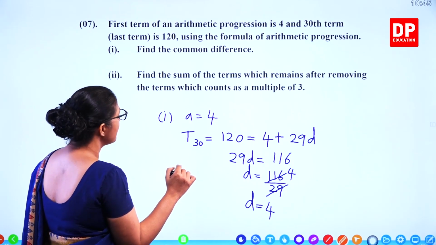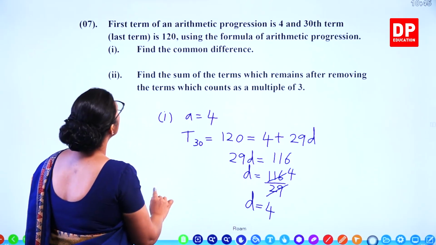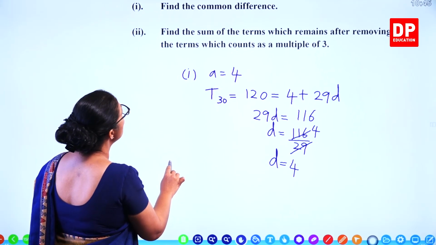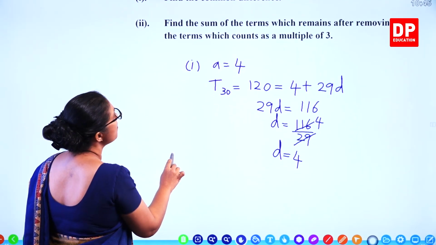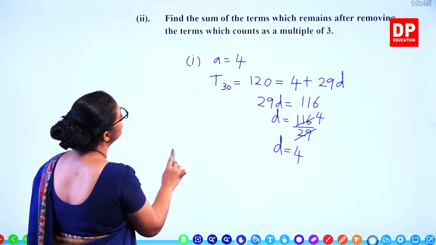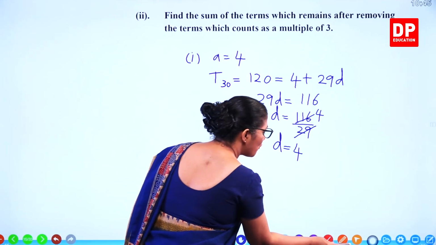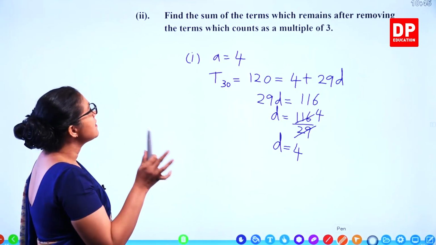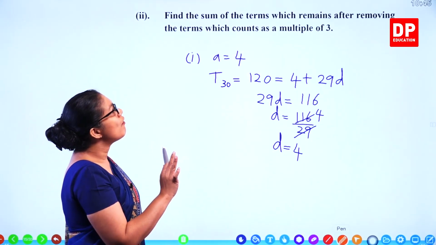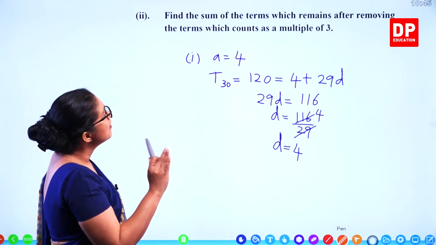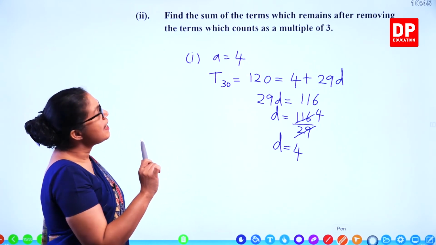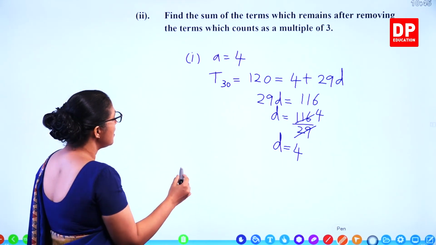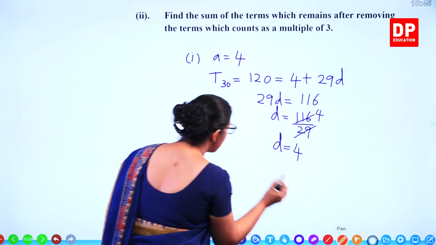In the second part, find the sum of the terms which remains after removing the terms which are multiples of 4. So that means you have to first find the sum of all terms and separately find out the sum of terms with multiples of 3, and you have to subtract. So first find sum of all terms.